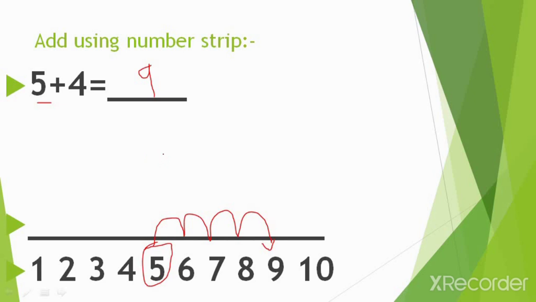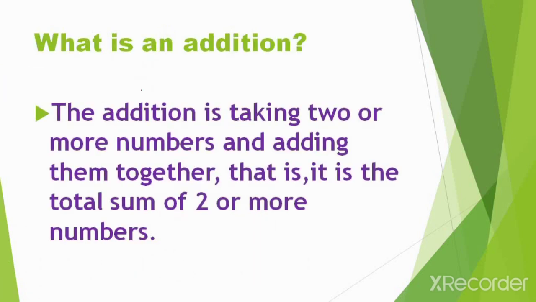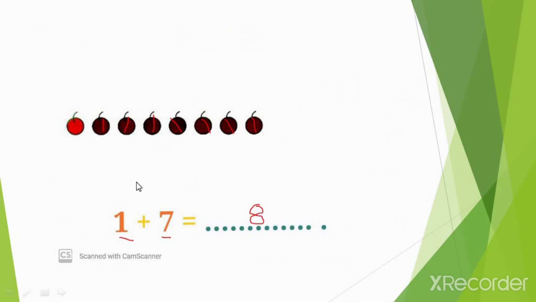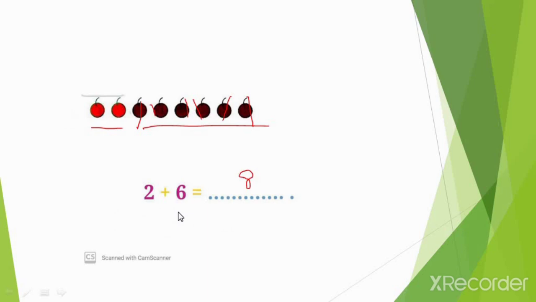Understand? Do you remember this? I hope you all understand. Now take a quick recap of what we have learned today. We have learned what addition is. I would like to repeat this. Addition is taking 2 or more numbers and adding them together. That is, it is the total sum of 2 or more numbers. We also learned the sum of addition with different pictures. Look, we learned with different objects how to make addition. Okay?